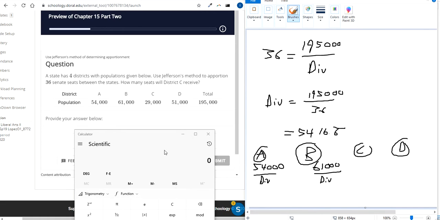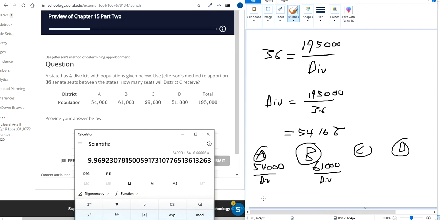So let's do that real quick. I don't have a copy and paste, so I'm just going to copy this to my clipboard so it's a little quicker. 54,000 divided by that standard divisor. The first group is supposed to have 9.969 senators. With Jefferson's method, what you do is just drop the decimal, so this should be 9 senators. Okay, 61,000 divided by that standard divisor, drop the decimal, you've got 11 senators.